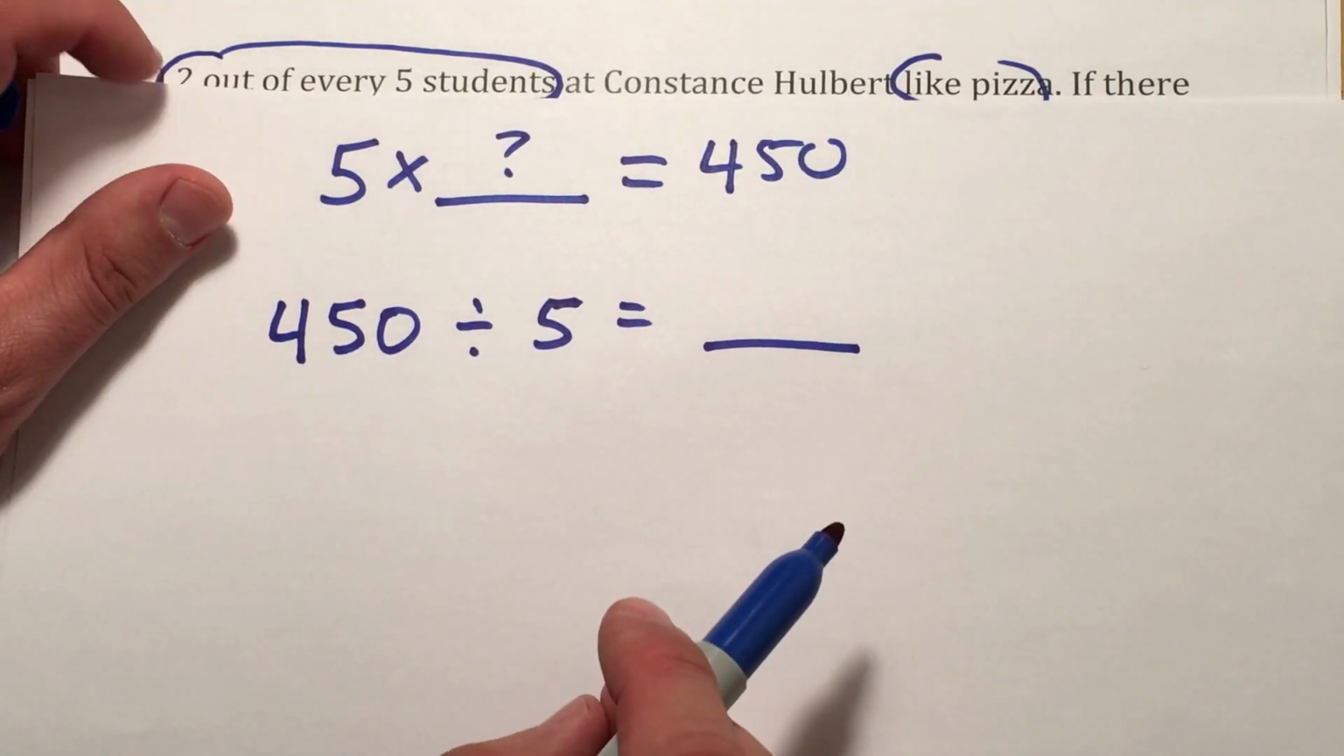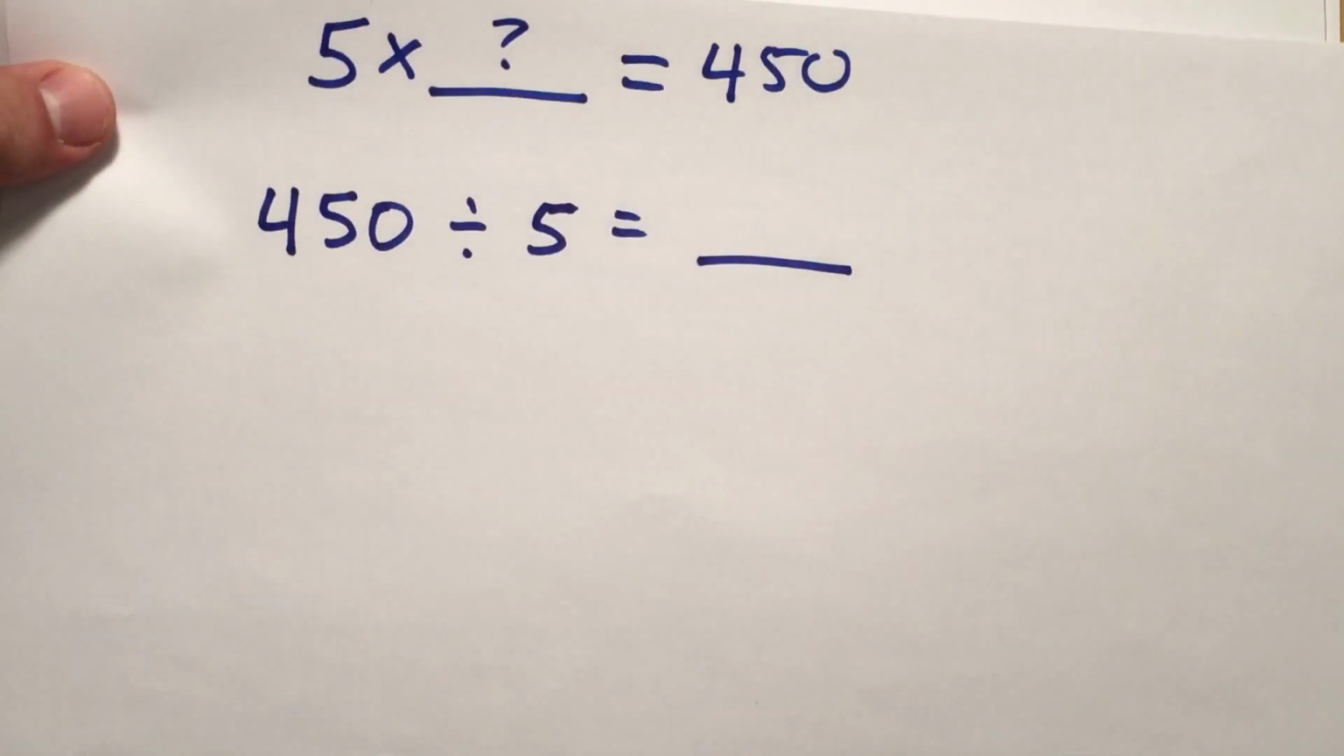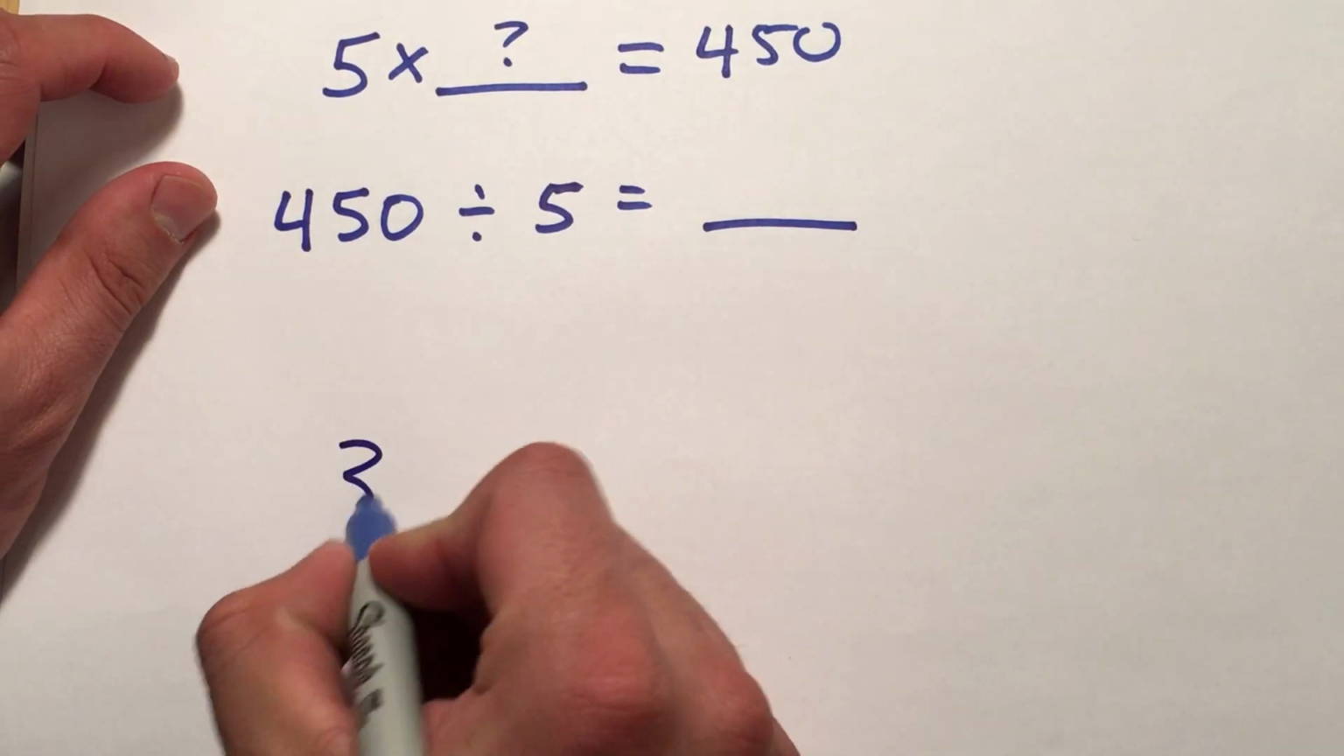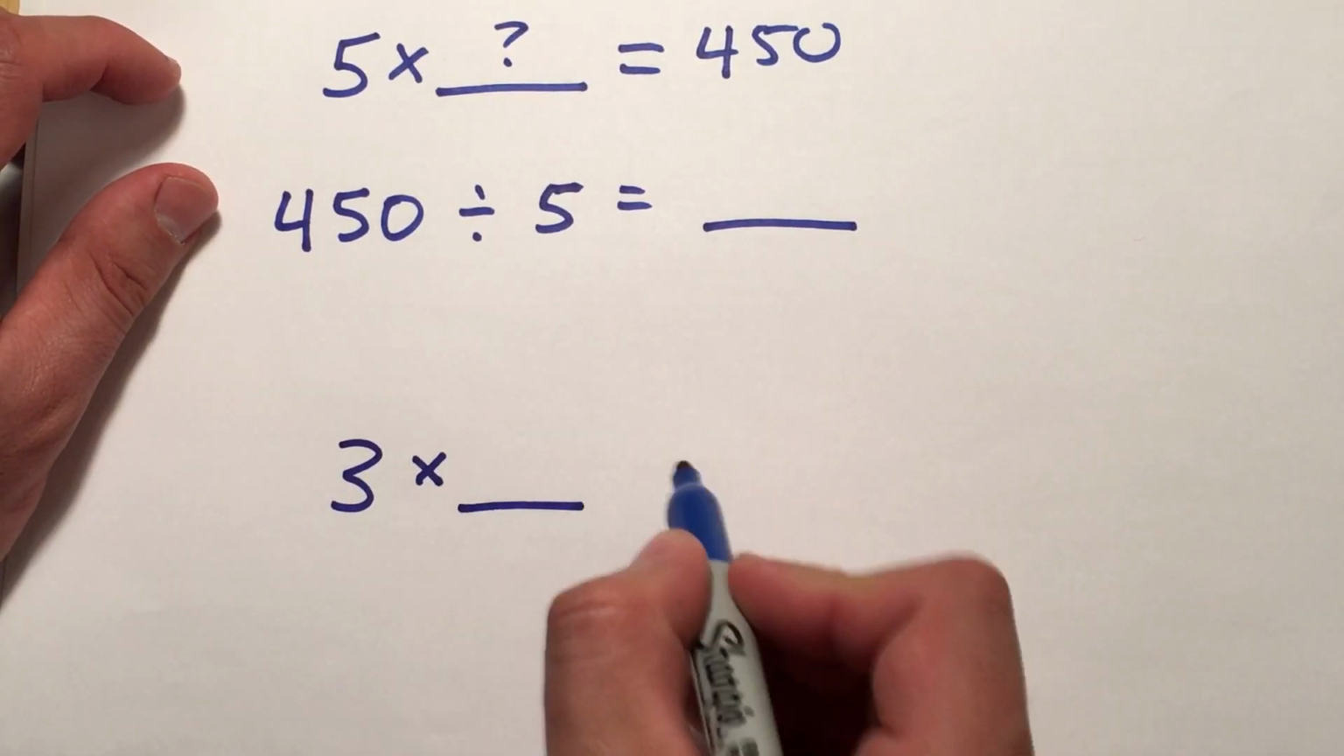Okay? And let me show you maybe with an easier example. Like let's just say we didn't know 3 times an unknown number.